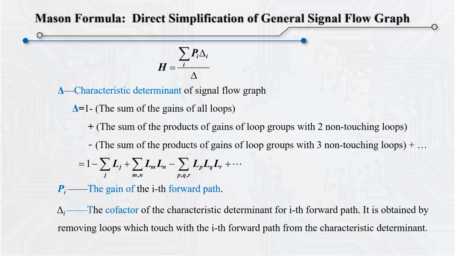The numerator is composed of the sum of several terms. The ith term, pi, refers to the gain of the ith forward path from the source node to the sink node. The delta i, derived from the characteristic determinant delta, is called the cofactor for the ith forward path. It's obtained by removing all the loops which are in touch with the ith forward path, that is, setting their loop gains to 0 in the characteristic determinant.